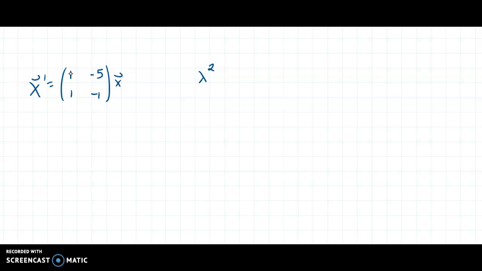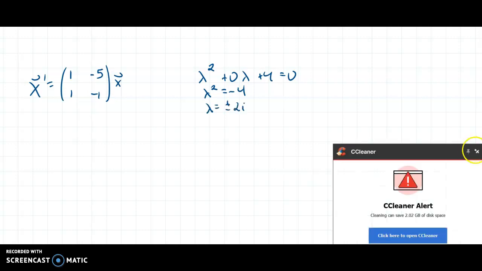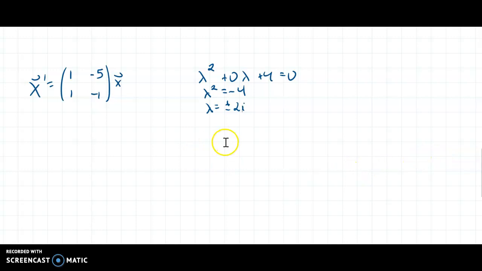So lambda squared. My trace is 0, so plus 0 lambda. And then when I multiply here, I get negative 1. And then when I subtract this, I get plus 5, which gives me plus 4 equals 0. Well, that is lambda squared equals negative 4, which gives me lambda equals plus or minus 2i. So, as I said before, we're only going to look at one of them.